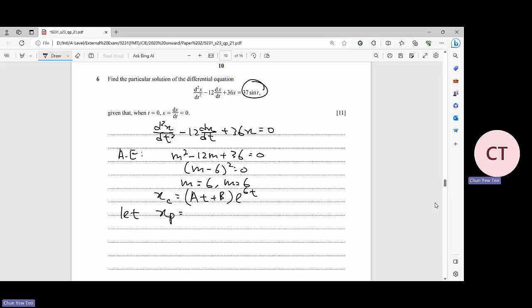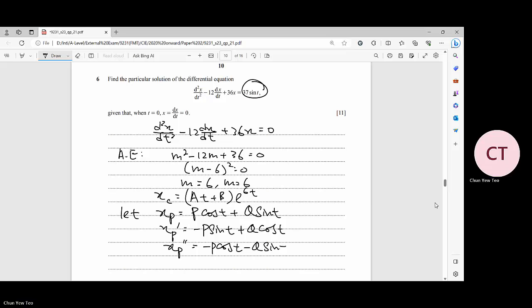Then to find the particular integral, you let your xp equal to, since this is a trigonometric function, p cos t plus q sin t. From here, I need to differentiate it 2 times. The first time, I get negative p sin t plus q cos t. The second time, I get negative p cos t minus q sin t. Then just substitute them in, and I'm supposed to let it equal 37 sin t.